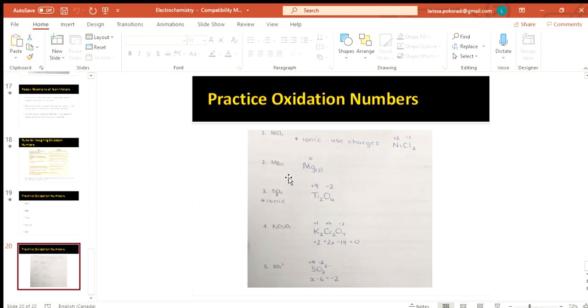Magnesium, solid, just like what we've seen before in the reactions earlier, all on its own, so it's got a 0 for its oxidation number. That was rule number 1.